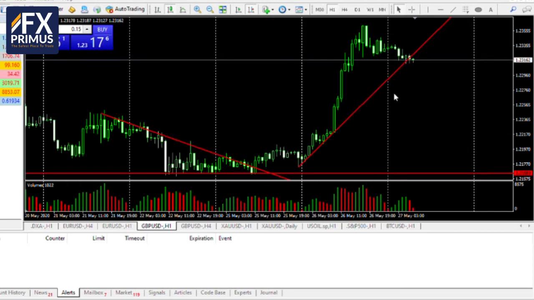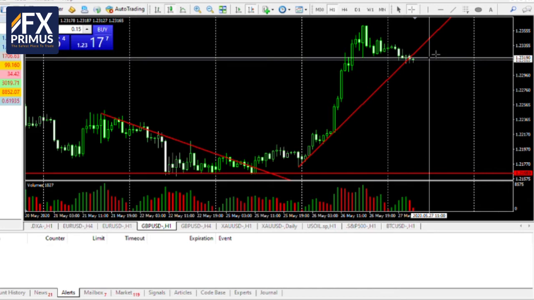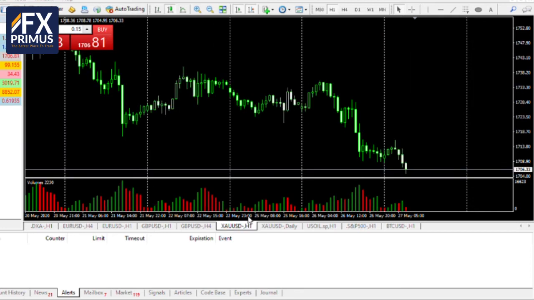For the UK pound, currently it is testing this support, this uptrend. Technically it is not valid at the moment. Okay, so we've got to wait and see later on at about 2 p.m. or evening 7 p.m. to see where the UK pound will move.